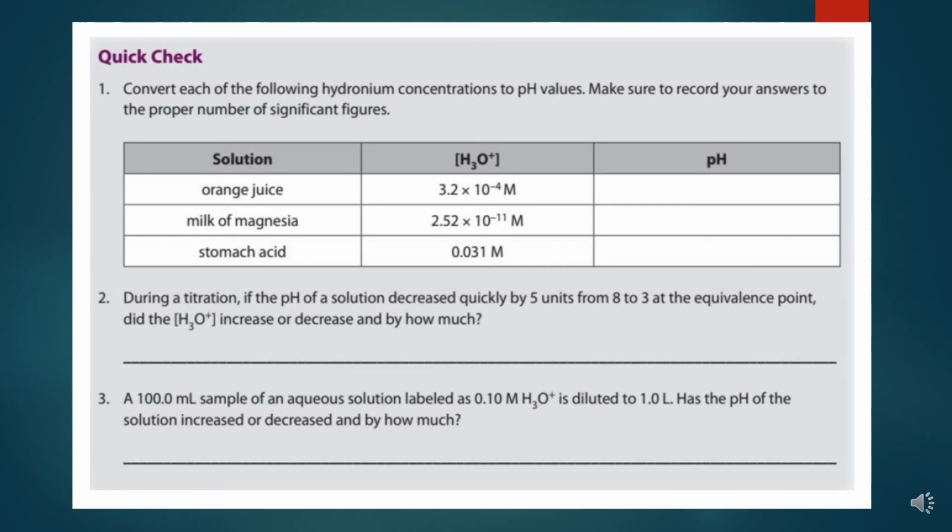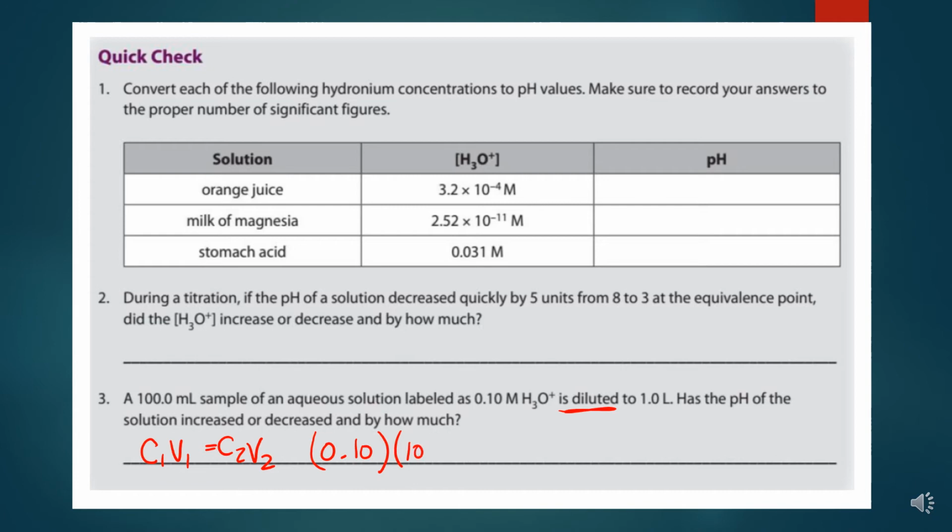Okay, a 100 milliliter sample of aqueous solution labeled 0.1 molar hydronium is diluted to 1 liter. Has the pH of the solution increased or decreased, and by how much? Now, if we're diluting to 1 liter, if we use our C1V1 equals C2V2 calculation, we can calculate exactly what the molarity of this new solution is going to be. We could also do it just using logic as well.